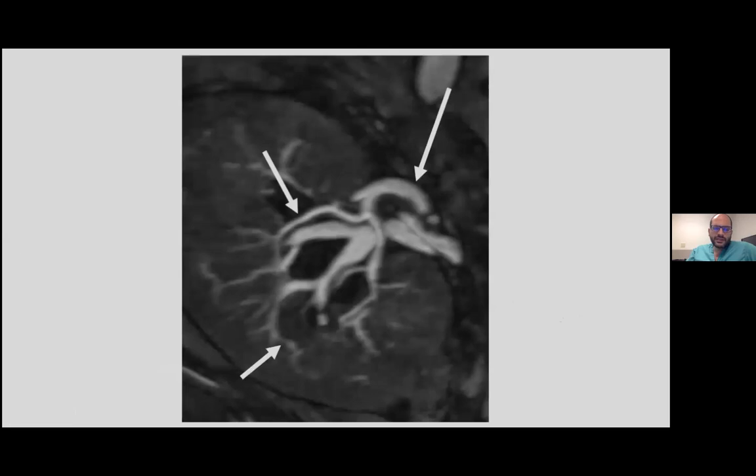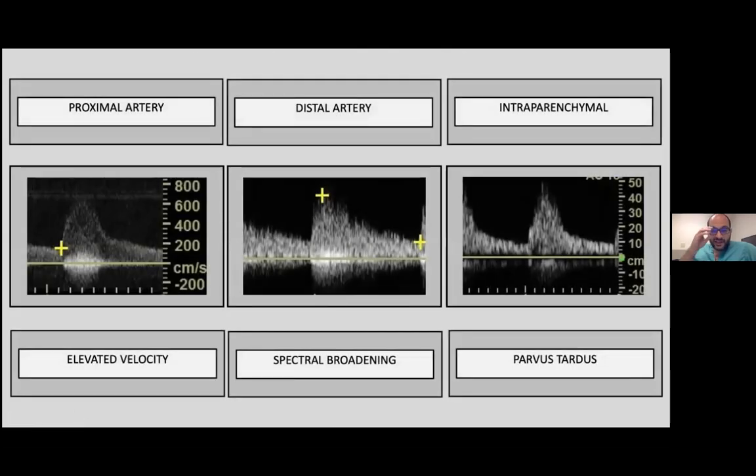So just a couple examples here. You can see the main renal artery really nicely. You can see the segmental artery. You can actually see the arcuate arteries coming around on this ferumoxytol study. So you can get exquisite detail of the vasculature. Here are just a couple examples. Here we can see the elevated velocity, the plug waveform. Distally, you have that spectral broadening, and then you get the parvus tardus, the delayed peak, on the images here.